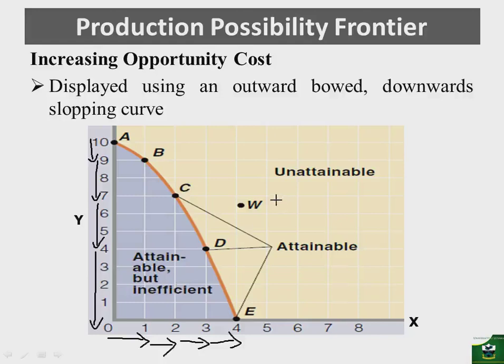From here, it should also be noted that points such as W, which lies outside the frontier, are unattainable given the resources and the fixed technology that you have. So the only way we can operate on point W is if we have economic growth. If we see improvement in our technology, if we see an increment in our resources, then we will be able to produce on points outside the PPF, such as point W.